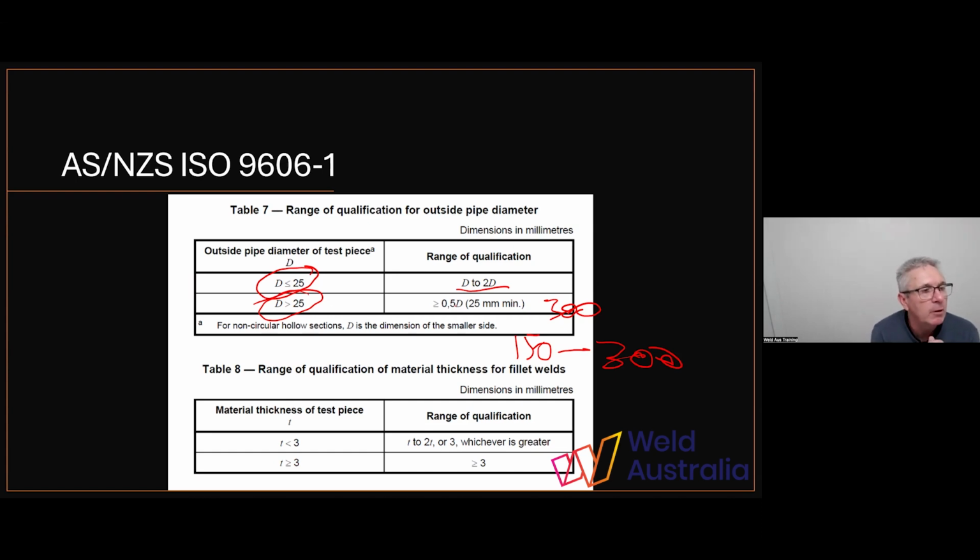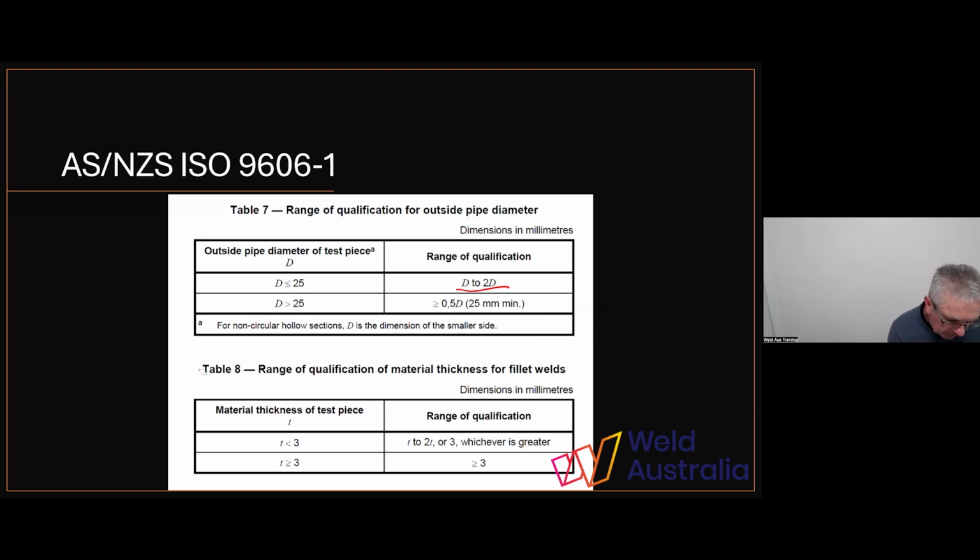Okay. Aaron, can you do a quick calculation for me? If you go half times the diameter, which is 300, tell me what you get then. 150. Yeah, 150. That's what it is. So for this range of qualification, let's say we did it in 300, it means that he's covered for 150 to 300. That's basically his outside diameter range qualified in. Okay.